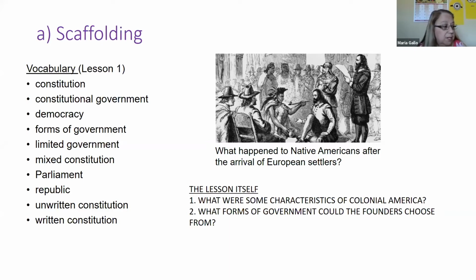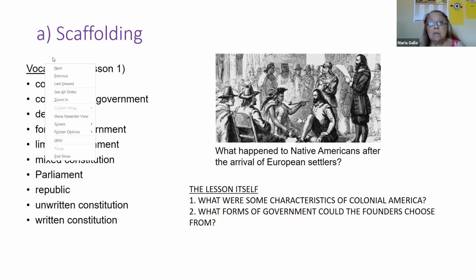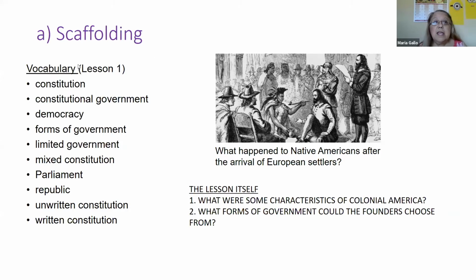Very, very important is the scaffolding of our material. Now, another word for scaffolding could be chunking. We very much want you to do as much as possible with this. Scaffolding, if you look at the vocabulary words in lesson 1, which is the one I'm going to start with, I think it works beautifully.